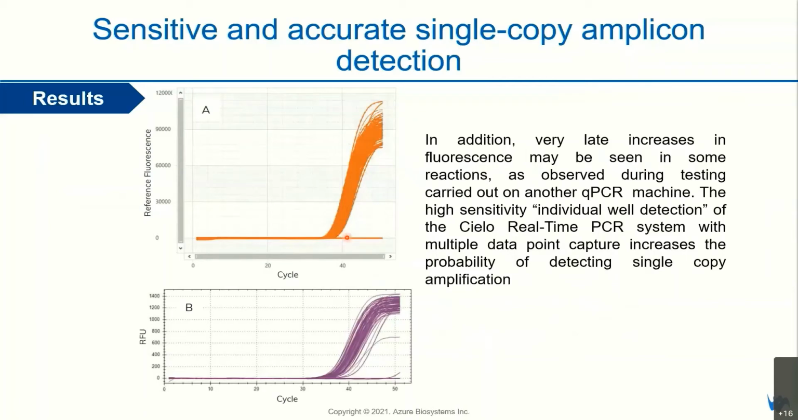In addition, comparing here, we have A coming from Cielo and B coming from the other machine. A is showing an earlier Cq value. The increase of fluorescence seen in the other machine is actually later. If we pair them together, you see 20 and 20 here, later in the other machine. So what it means is that Cielo, because of the individual well scanning, captures more data points. Thus, you have an earlier Cq value. The signals are easier to capture and translate into data. Of course, this increases the probability of detecting single copy amplification.